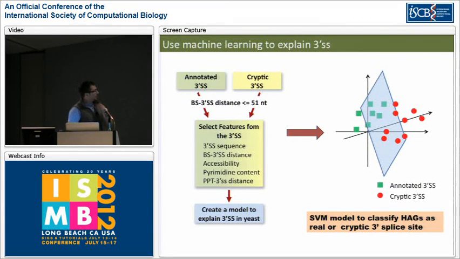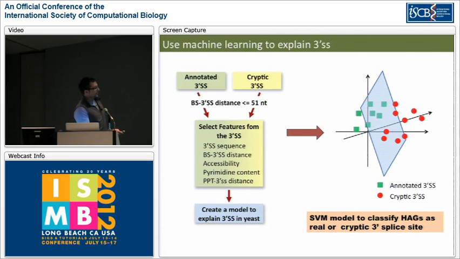So what we did is build a support vector machine. That is basically a classifier that can distinguish real from non-real 3' splice sites. And to do this, we use a training set: the annotated sites, and all the cryptic AGs, which are not annotated as 3' splice sites.